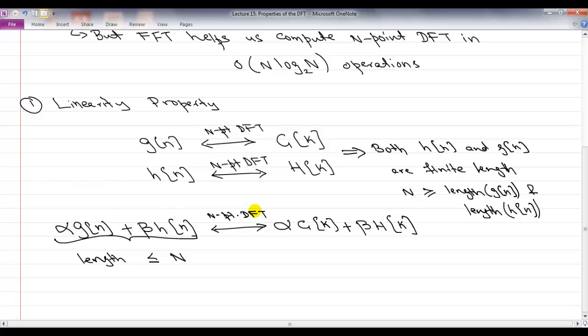Now, be careful about the fact that this property only holds under the assumption that both the DFT sequences are n-point. If you use, let's say, 10 points for one sequence and 20 points for another, then you cannot use this property. They have to have the same point length. Okay?